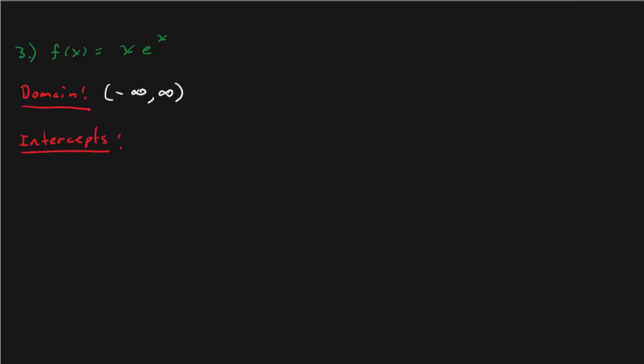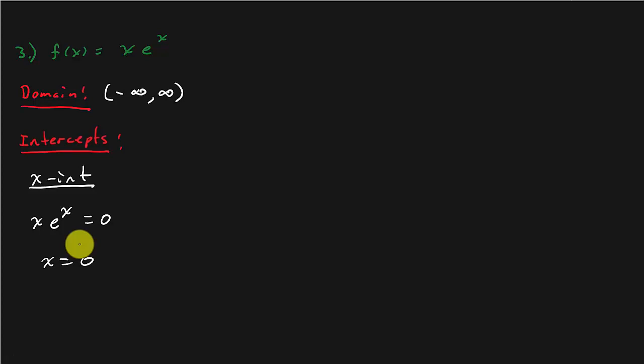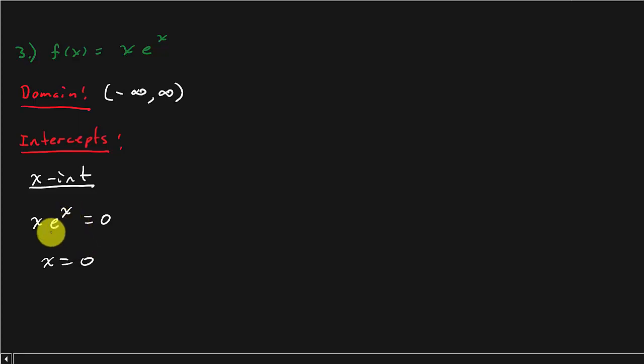All right, so let's find the x-intercept first. Remember, to find the x-intercept, that's where you set the function equal to 0 and solve for x. So here we've got x is just equal to 0. This x right here, we set it equal to 0, so x is 0. Now the e to the x, there's no need in setting that equal to 0, because an exponent is never going to be 0. There's nothing we can plug in for x to get 0.